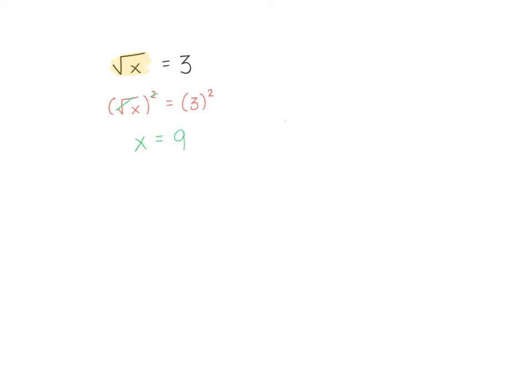We're going to quick check it. So let's plug that back in. Replace x with 9. So is the square root of 9 equal to 3? And it is, so our answer checks. So we know that the correct answer is x is equal to 9.